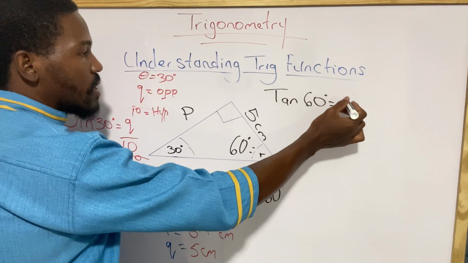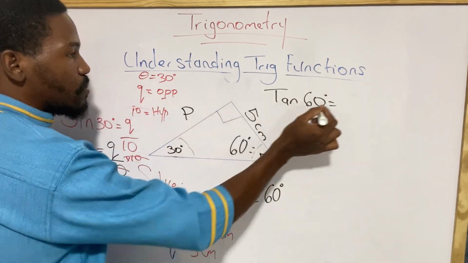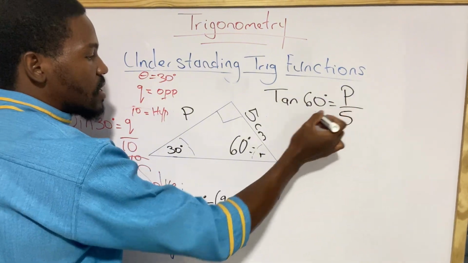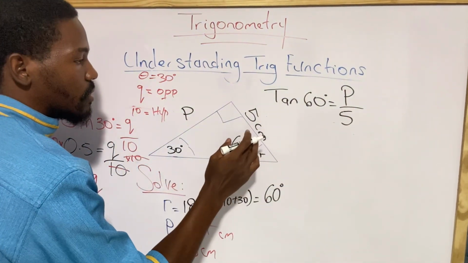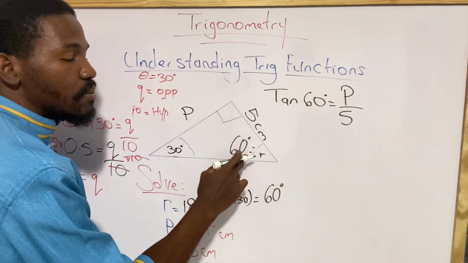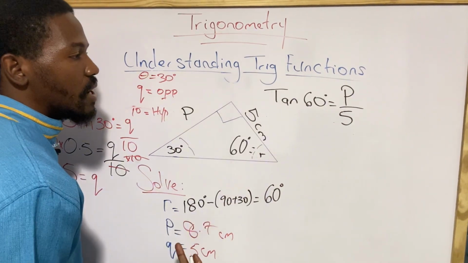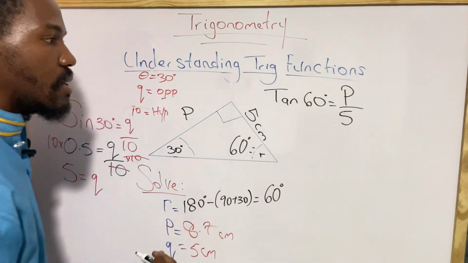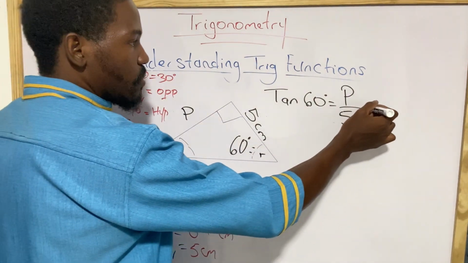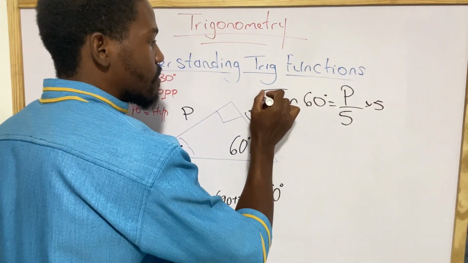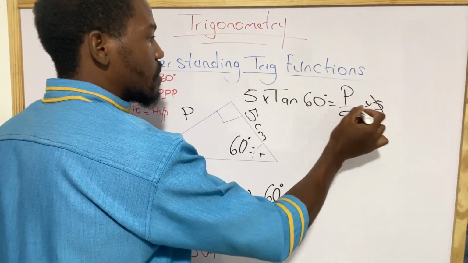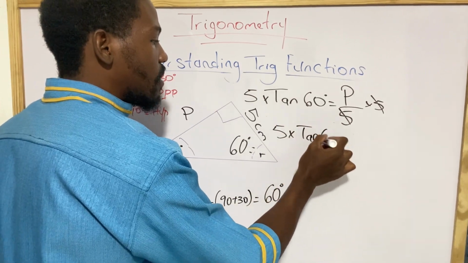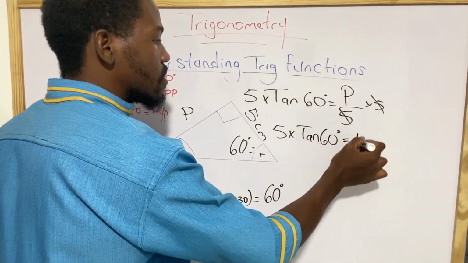The reason for that is because I want the opposite, which is P, the unknown, to be on top, and the known one, which is the adjacent side, to be at the bottom. So you know that if you're looking at theta being 60, 5 would have been the adjacent side, right? So the tan of 60, so obviously we're going to multiply both sides by 5. So here is going to be cancelled. So we have 5 times the tan of 60 degrees equals P.